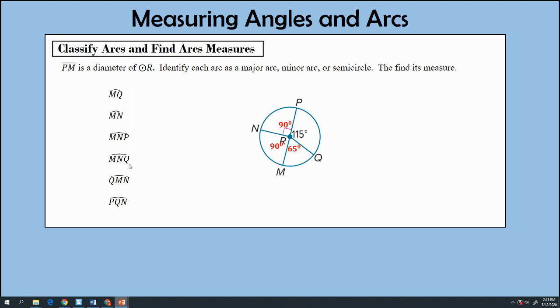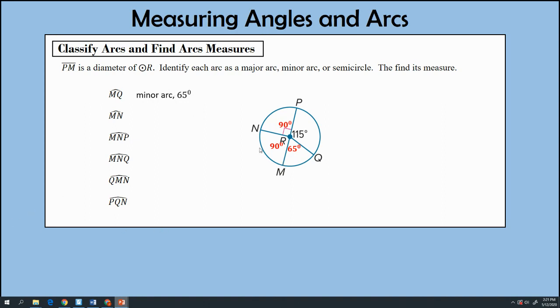Now I can go look at my different arcs and use these angles to determine what the measures is. So the first one is MQ. So MQ, again, is this direct shot. You go right from one point to the next. So MQ is going to be a minor arc, and the central angle is the same measure as the arc. So MQ is a minor arc, and it would be 65 degrees.